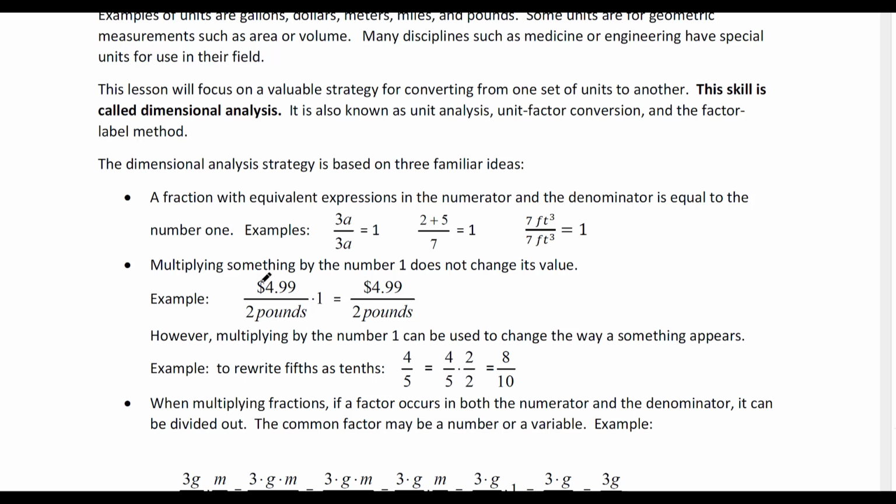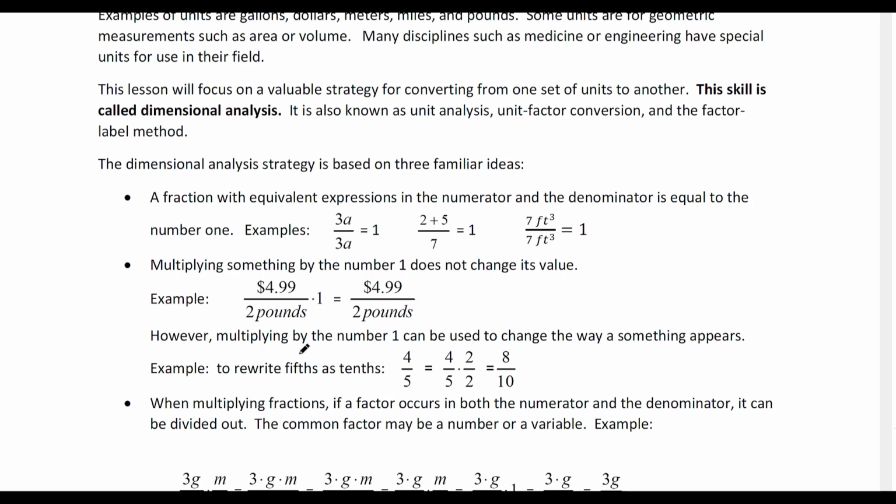So, for example, a fraction with equivalent expressions in the numerator and denominator is equal to the number 1. 3a over 3a is 1. 2 plus 5, which is 7, over 7 is 1. 7 cubic feet over 7 cubic feet is 1. Multiplying something by the number 1 does not change its value. It changes the appearance, but not the value. So multiplying 4.99 per 2 pounds times 1 is still 4.99 per 2 pounds.